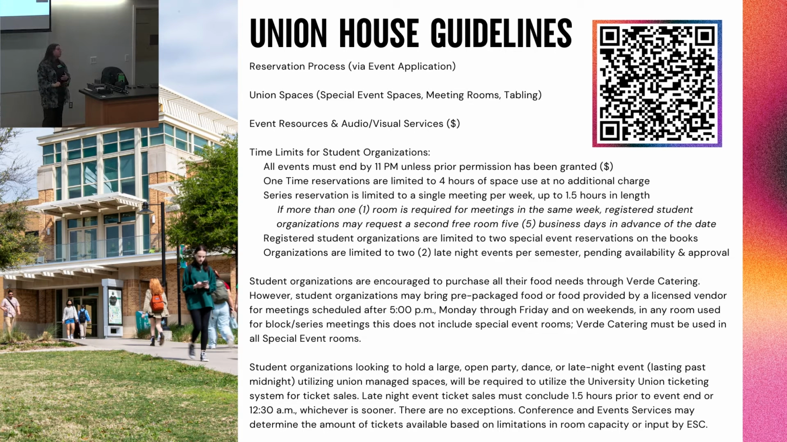And then the different union spaces that are able to be reserved include special event spaces such as the Lyceum, the ballroom, the patio on the 4th floor, as well as meeting rooms, which include the smaller rooms on the 2nd and 3rd floors, mostly. And for tabling, the union also manages both the union and the areas outside of the union for any tabling activities. So they will be who you get that permission or reservation from for tabling. And tabling doesn't have to be an event app as long as it's on the table.